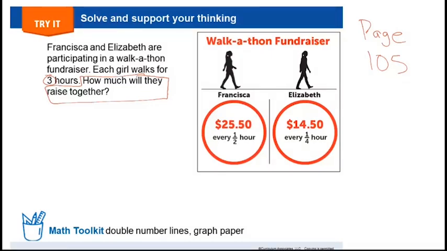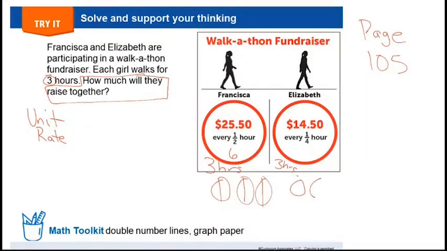Okay, so the first thing I look at here is each girl walks for 3 hours. The biggest thing that we have been trying to find for the last, we're on week 6 right now, is a unit rate. And that unit rate is what I'm going to use to help me answer other parts of the question. I can look at this a whole bunch of different ways. I can say, well, I need 6 of those because I need 6 half hours. So if I have 3 whole hours, how many halves is it? I have 6 of them.